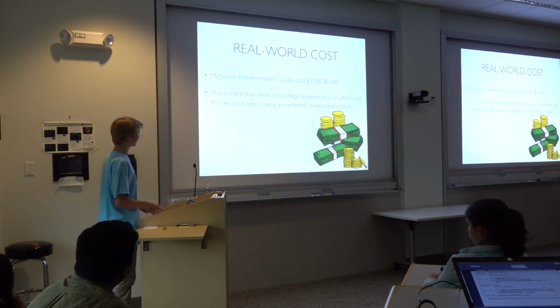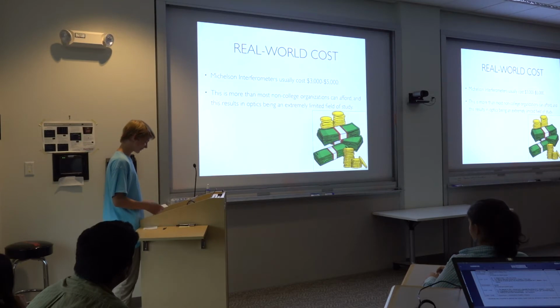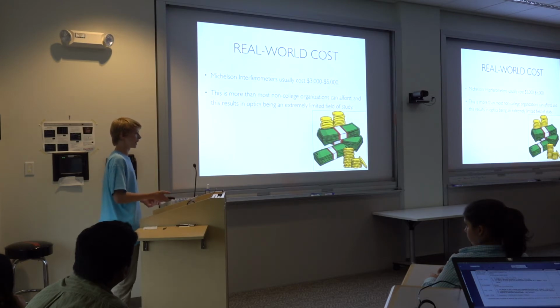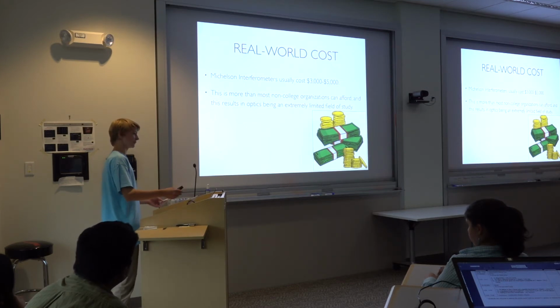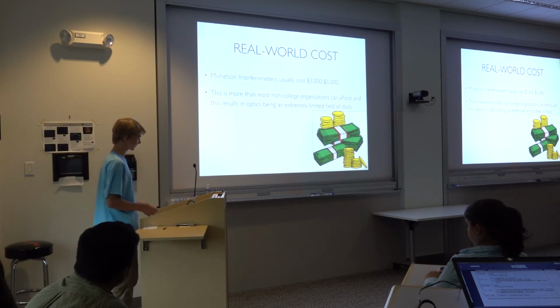So in the real world, mixed light interferometers usually cost from $3,000 to $5,000, and that's a lot of money. This is a lot more than a lot of non-college organizations can afford, and so optics is a super limited field of study because smaller budgets can't spend that much money. And then they make even more money by selling these specialized parts that you have to buy their special adapters for, so it's just really inconvenient for us.